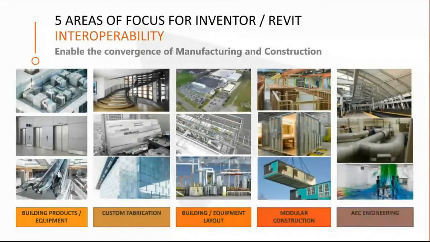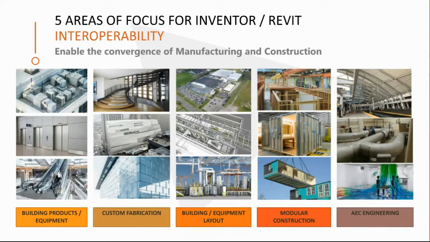All right, so there's 5 areas of focus for our Inventor/Revit interoperability in the building or construction environment, and generally, people are going to fall under one of these 5 categories. So if we're talking about building products and equipment such as chillers, vertical circulation equipment, things like that, that'd be one category. The next one would be custom fabrication, such as the custom stairs that you see depicted in the picture, or maybe even curtain wall fabricators might be considered under that custom fabrication.